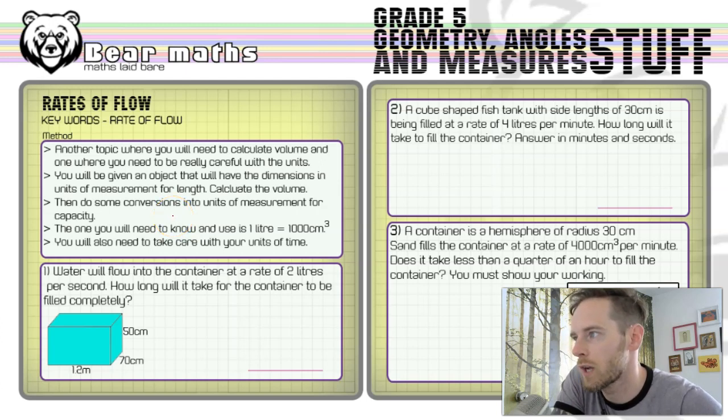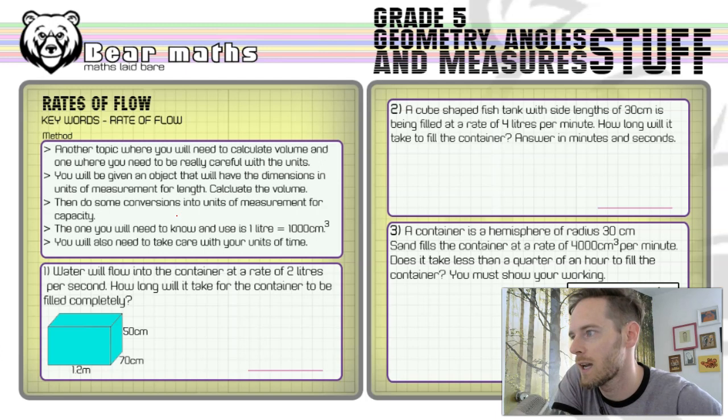We're going to be given an object that will have dimensions in units of measurement for length, calculate the volume of that object, and then do some conversions into units of measurement for capacity. Now capacity is when we're dealing with liquids. The one that we need to know, and I told you this in a previous video, for metric conversions, is 1 litre is equal to 1,000 centimetres cubed, okay?